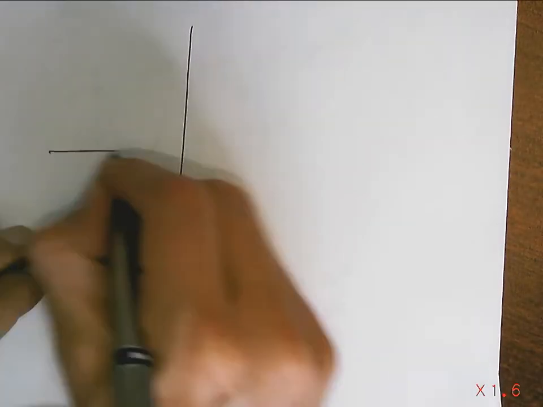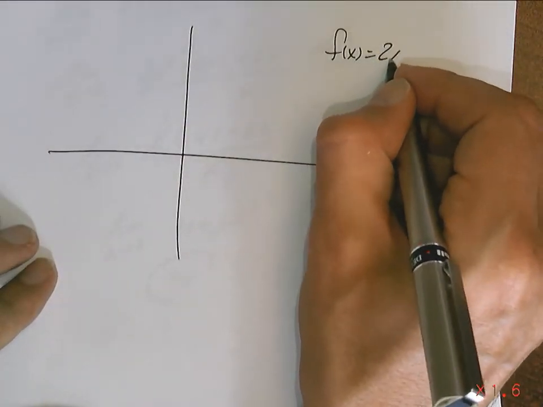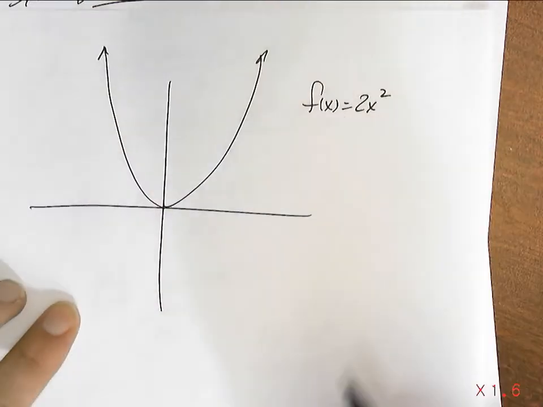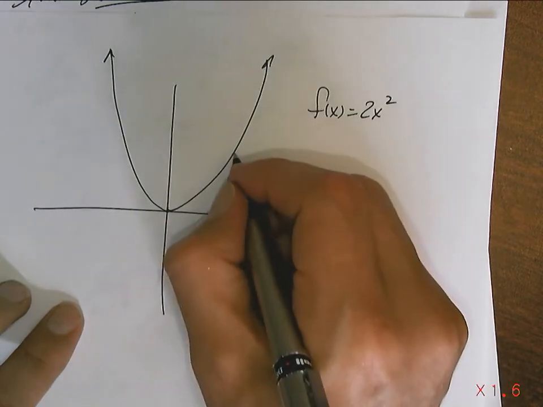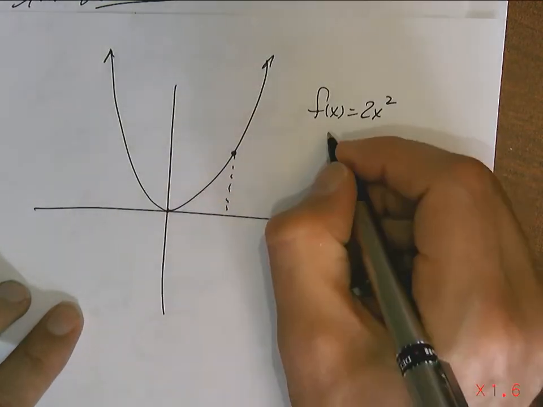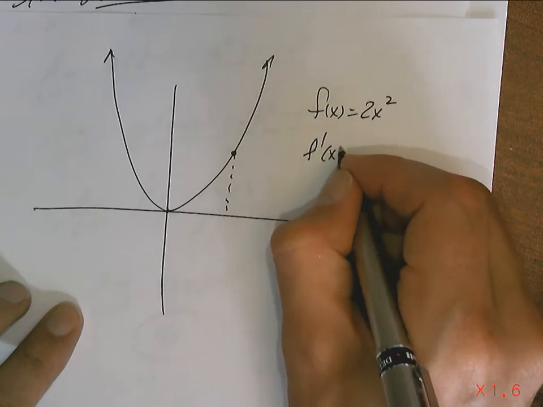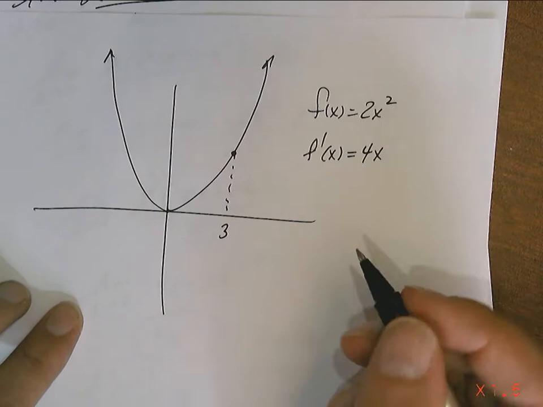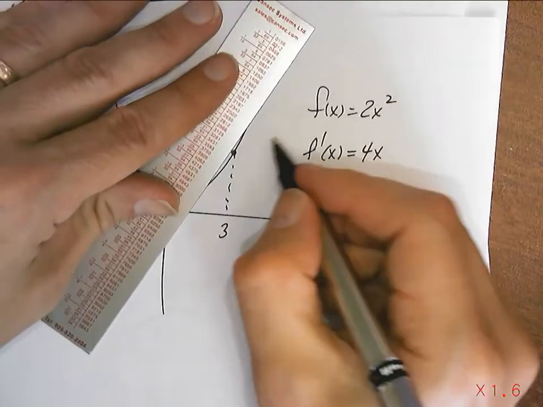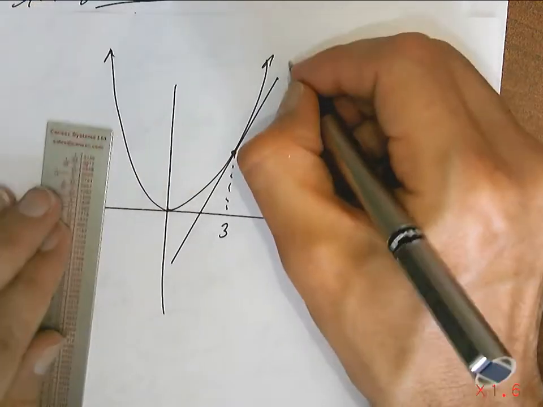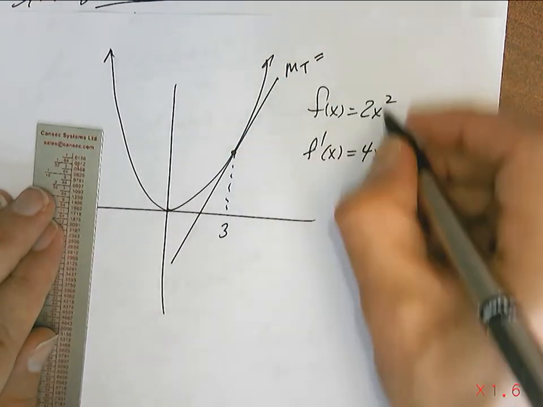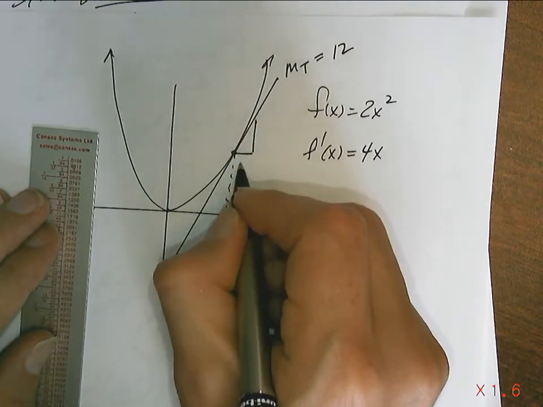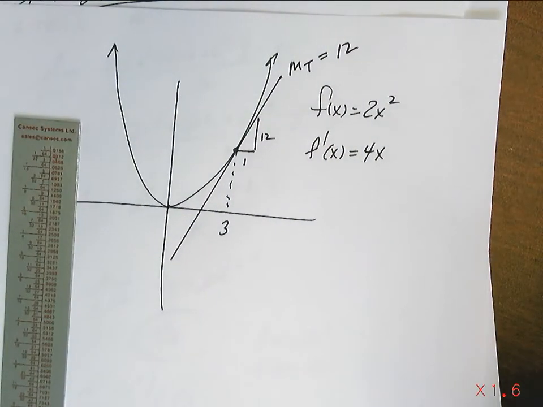I have f of x equals 2x squared, which means it looks something like that. So any slope of the tangent anywhere is going to be given by 4x. So let's say I pick a value of 3. The slope of the tangent at that point is going to be 3 times 4 is 12. So in other words, if I go over 1, I go up 12. That's the slope of the tangent.